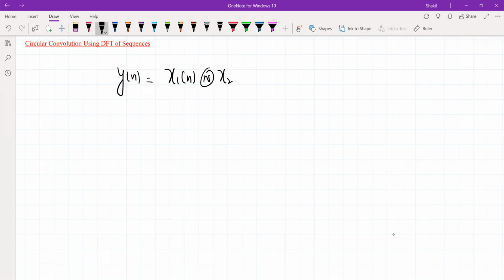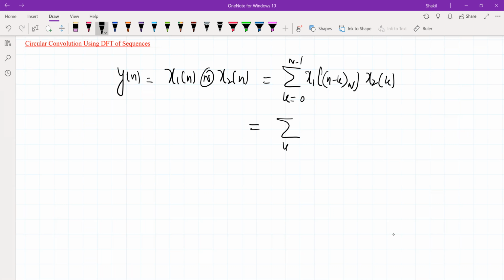N-point circular convolution, and the formula is x1 of (n minus k) modulo N, x2 of k, or we can also use this expression x1 of k, x2 of (n minus k) modulo N. So we can apply the circular shift to either the first sequence or the second sequence. So this is how to evaluate the circular convolution.